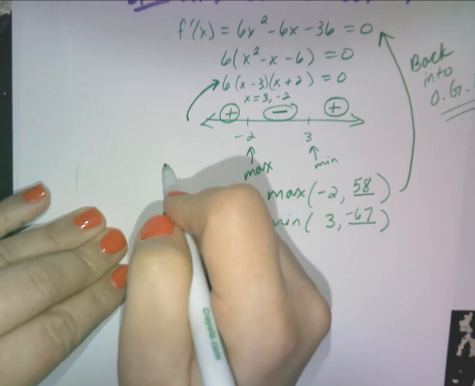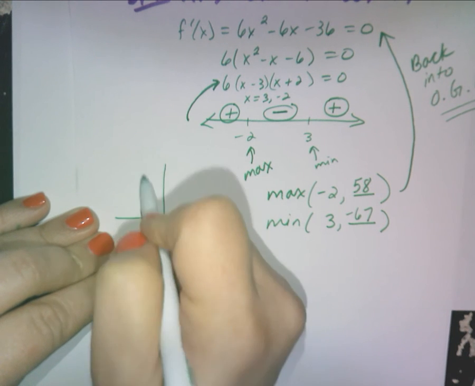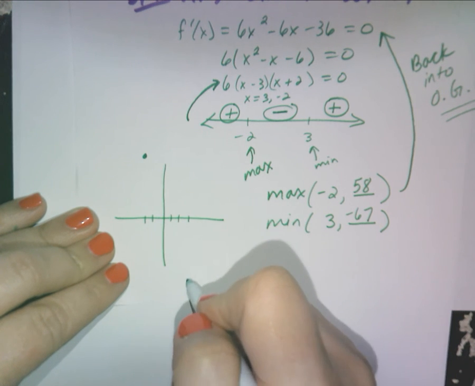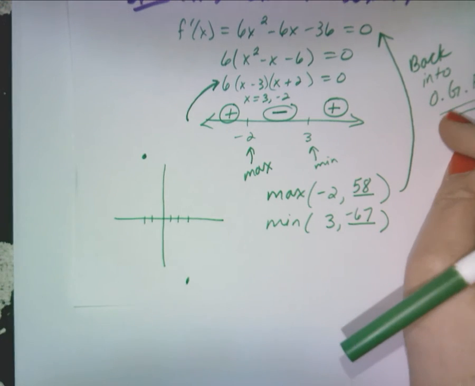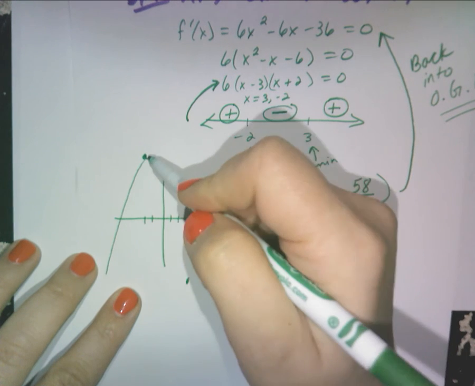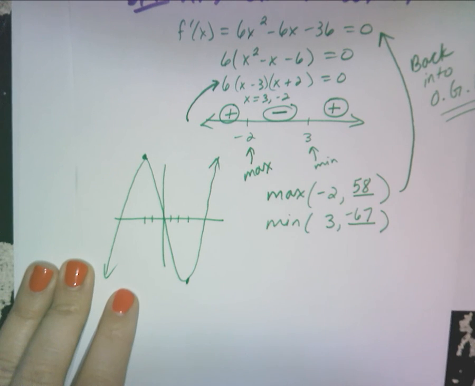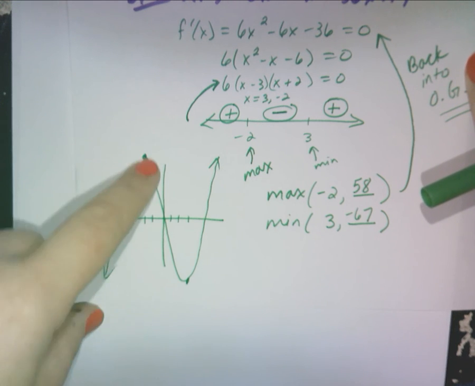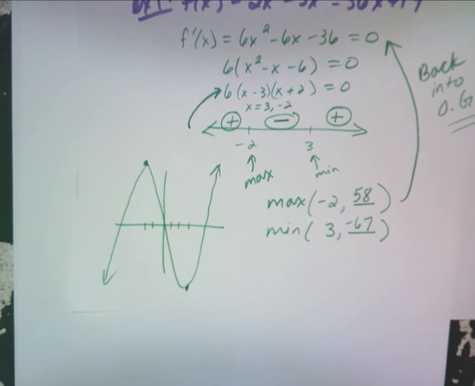So if you want to do a quick sketch of this, at -2, 58 is way up here, and then 3, negative 67, is way down here. If you remember your end behavior for cubic functions, cubics always start down and then end up. So you start down, you have a max right here, you come down and have a min, and then come back up. If you remember doing that last year. But that's just a sketch, not going by accuracy, obviously. This is 58 up here. Does that make sense to you though? Pretty cool.